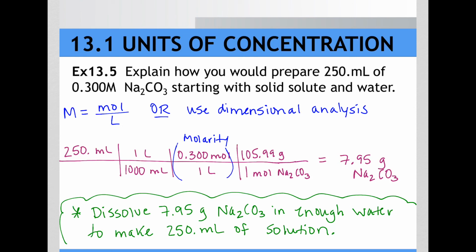Now the question actually asks you to explain, so saying 7.95 is not an answer. Explaining how I would prepare the solution is I would measure out 7.95 grams of sodium carbonate and then dissolve that in enough water to make 250 total milliliters of solution. So there's your solution for 13.5. If you have not yet done 13.6, pause the video once again and try 13.6.